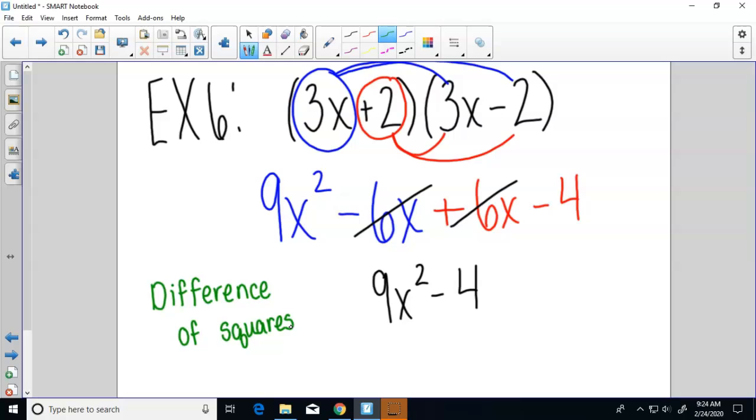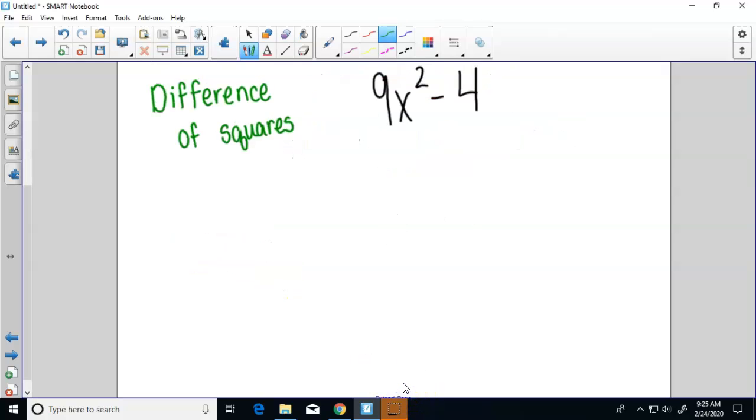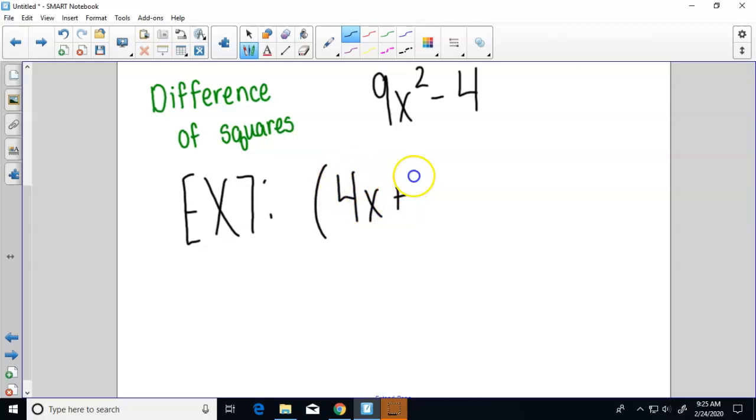Okay. And a difference of squares, I knew immediately as I made this problem it was a difference of squares because I had 3x plus 2 and 3x minus 2. Everything about those two binomials, each little thing in parentheses, was exactly the same except for the sign in the middle. So, like, just to give you another quick example, that is also difference of squares. Example 7, let's say 4x plus 1 and 4x minus 1.